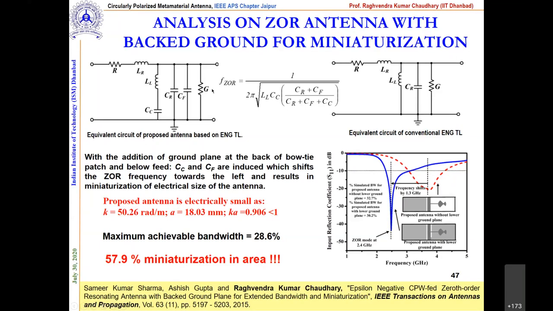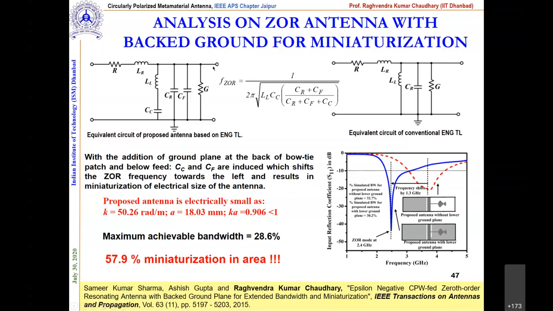And here the K is less than 1, so it still obeys miniaturization, and we can say it is an electrically small antenna. So this is the result we found, and it follows the omnidirectional radiation pattern. The idea is the same: the circulating magnetic surface current is around the antenna.